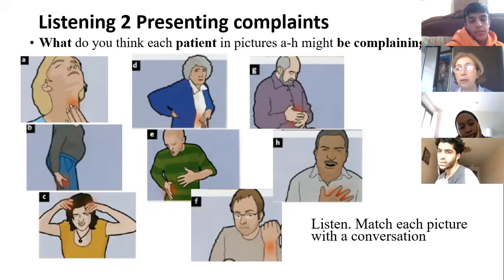Good. Well, now let us listen to the conversations and match each picture with the conversation.